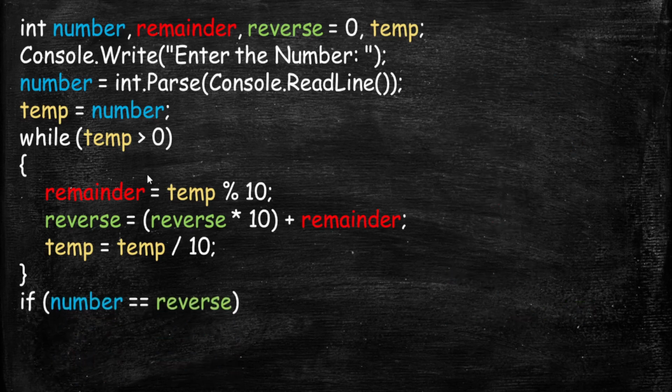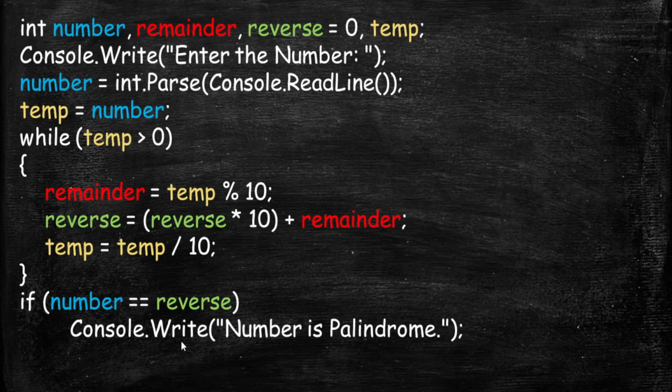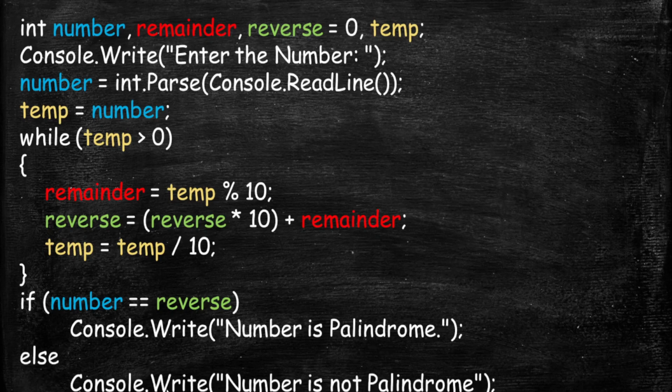Now we just have to put an if condition and compare it. So our number was 156 and our reverse is 651. As you can see, it is not equal, so this condition will be false and this will not be printed. It will go to else and it will print number is not palindrome. So basically this while loop is the most important part of this program, because it will be used to reverse any number.